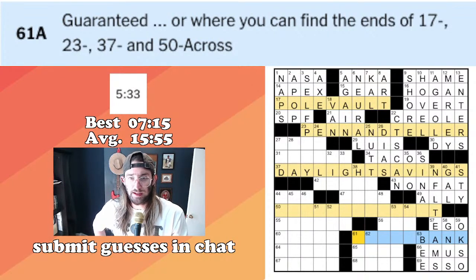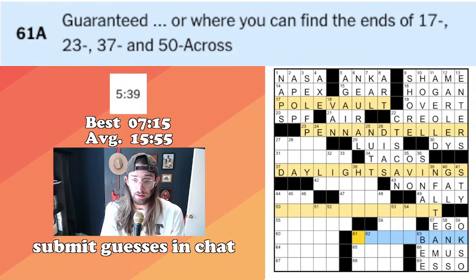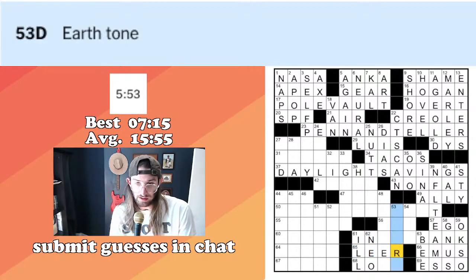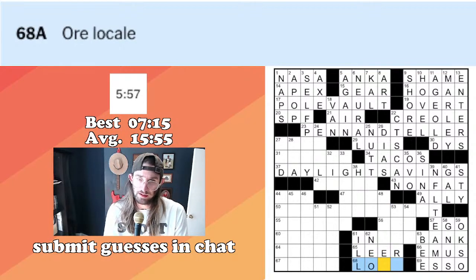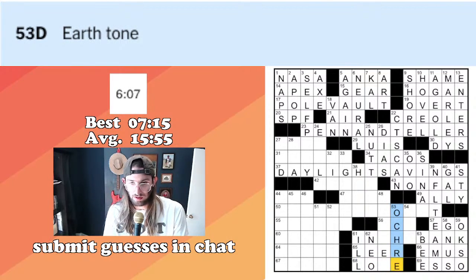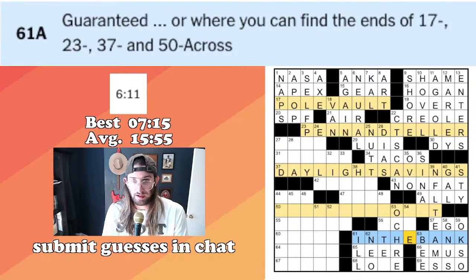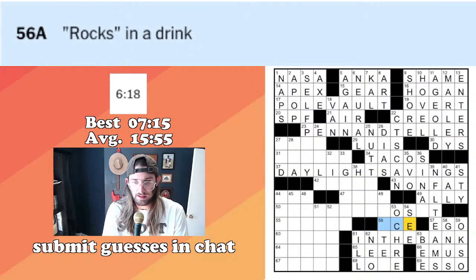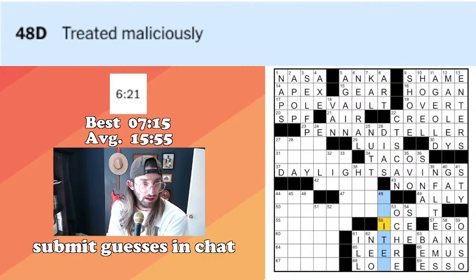guaranteed, or where you can find the ends of those: vault, teller, savings, piggy bank, no, guaranteed, okay, sick, ill, in the bank, neonatal prefix, okay, it's a bad look, a leer, or locale is... Earth tone. This is usually ochre. In the bank. Guaranteed. He's got it in the bank. Guess. See. Get what I'm saying? See? Rocks is ice. A load.